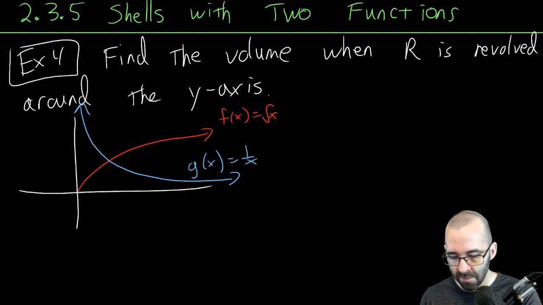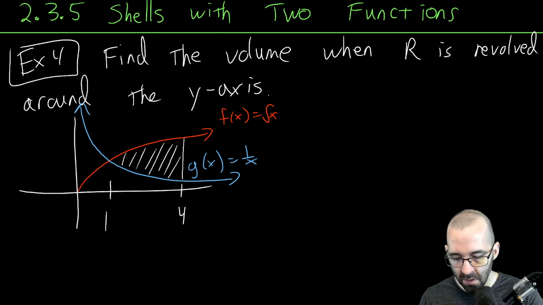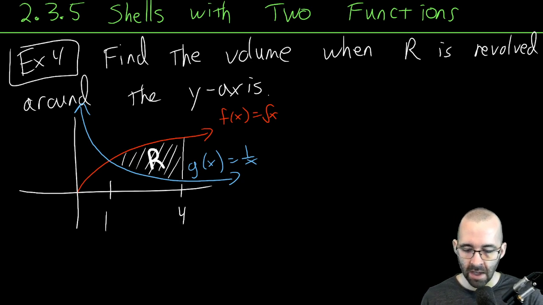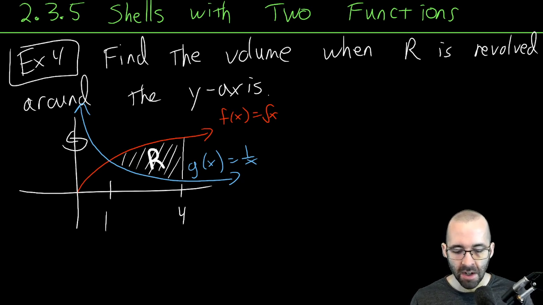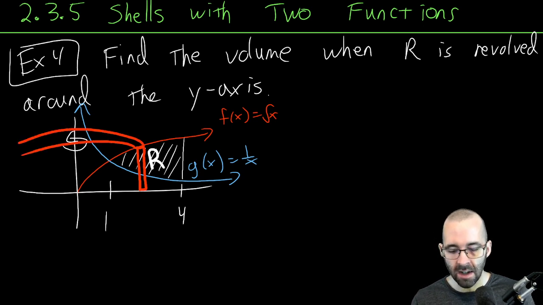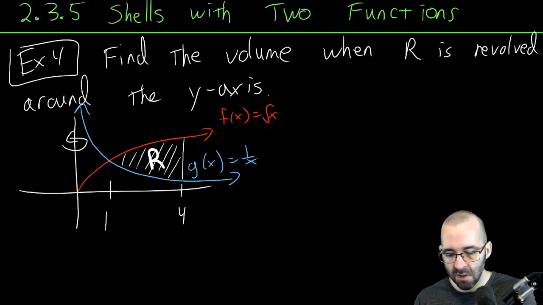And we're looking at the region from 1 up to 4. This is our R. Okay, find this and revolving it about the y-axis, like so. So now there are two functions. So remember, our old shell used to be like this. And then we'd take the shell like that and calculate the shell this way. Well, what changes? The height of the shell is all that changes.